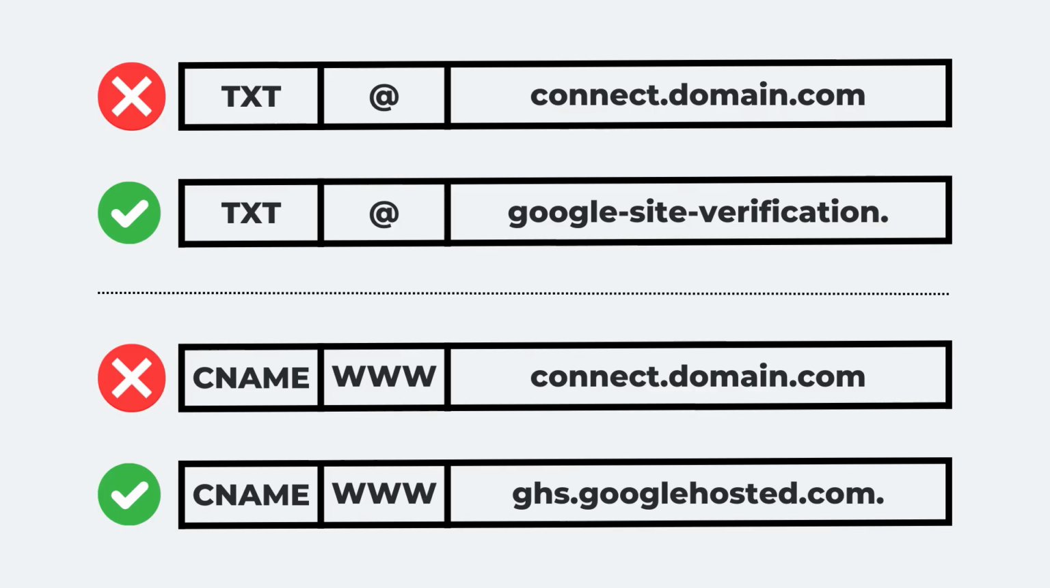Now, if you get an error when trying to save the required record, it means that you need to delete the existing record that may already be added to your DNS records. So make sure you either delete that TXT or CNAME record or update the existing TXT or CNAME record with the new details that were just shown in this video.